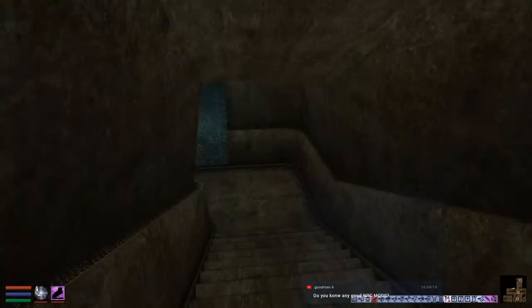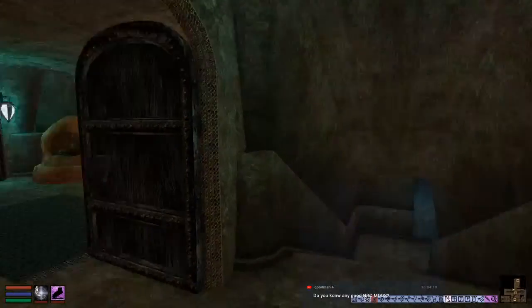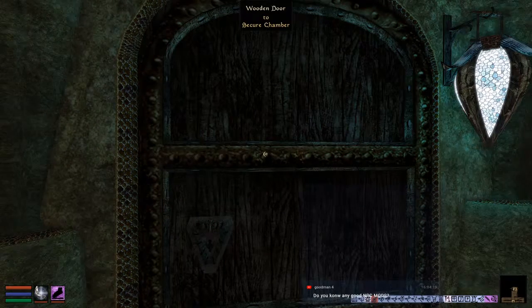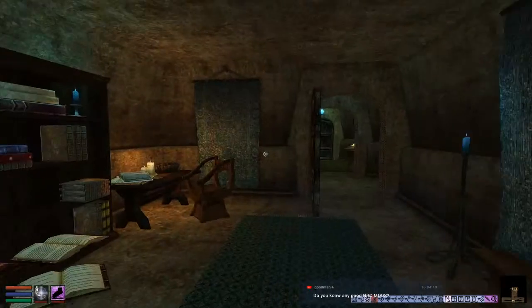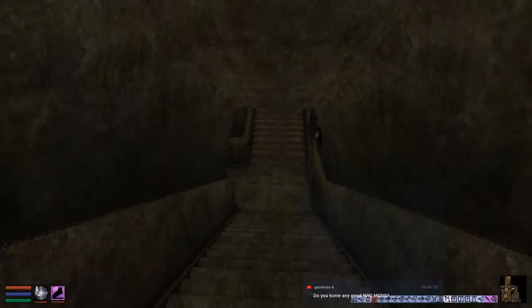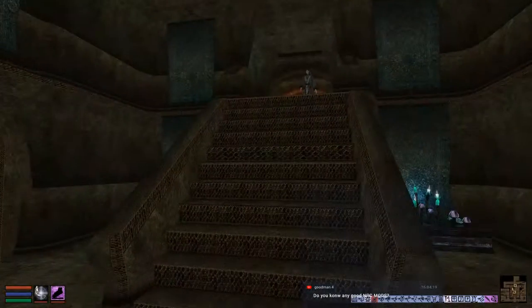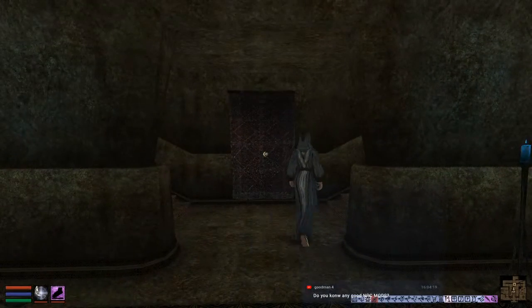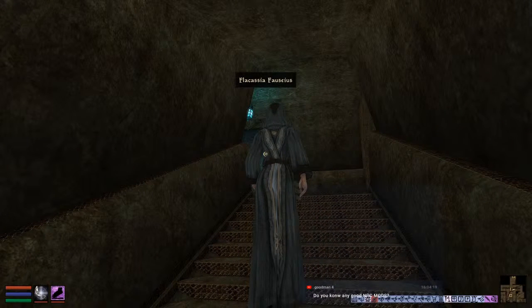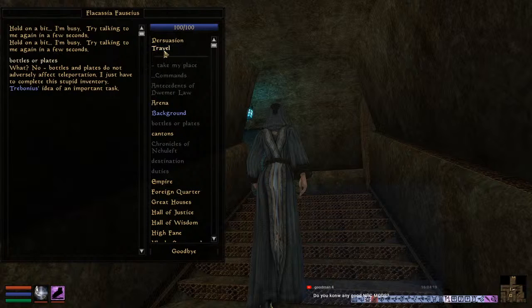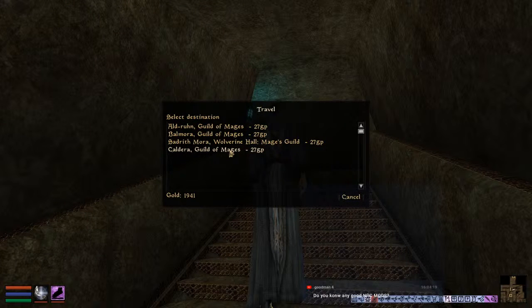And I think... Oh, I could use this room, I think, and go to the secure chamber in my Serene Tower, Galvani residence, but we just use the standard guild guide. I think she is the one. And we can travel to the Caldera Guild of Mages.